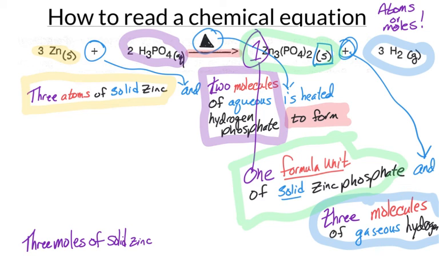hydrogen. As you can see, when we talk about the mole, we don't have to tell you what the type of chemical we have. We don't have to say it's a molecule, an atom, an ion, or a formula unit. When we talk about the mole, we can just talk about it in general and assume that you know it's an atom, a molecule, an ion, or a formula unit.